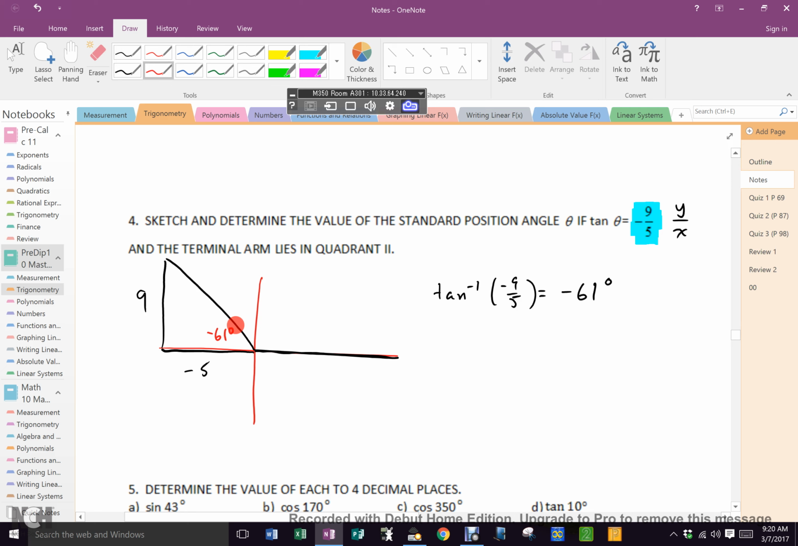Negative goes what direction? Clockwise. So I go to my reference angle, always. I went that way, 61. Which means, what is my theta? 119. Because it is 180 minus my reference. Is everybody okay with this?